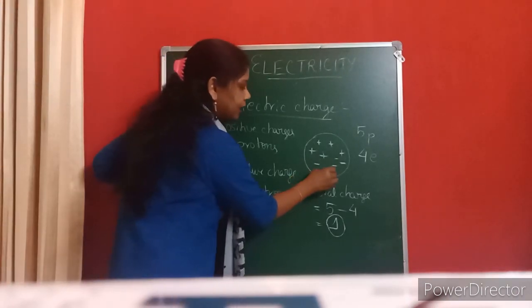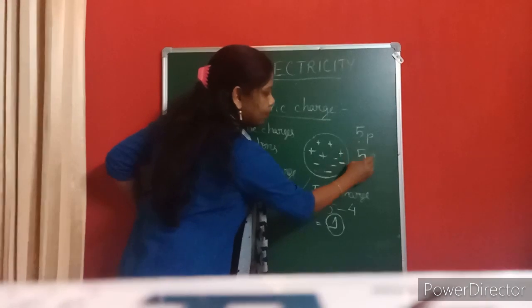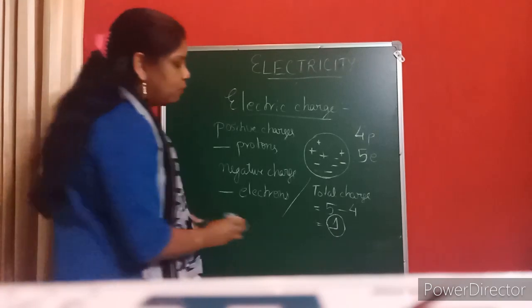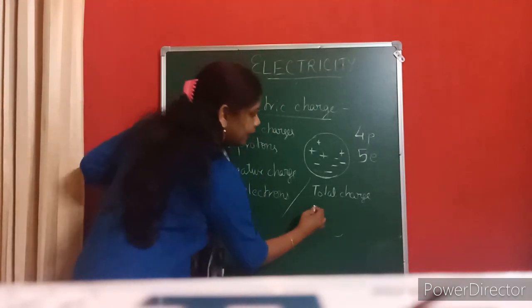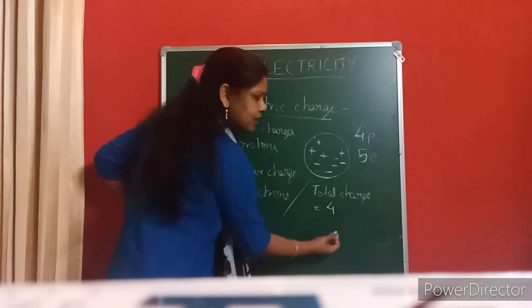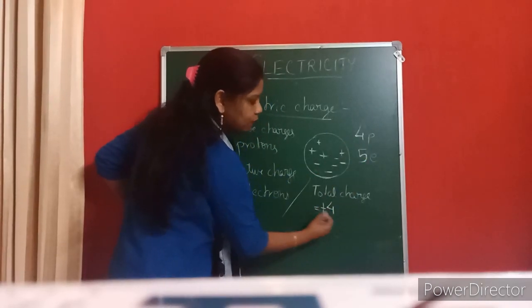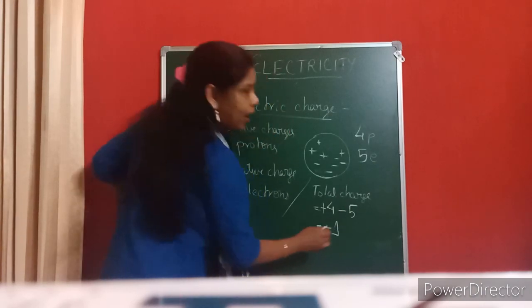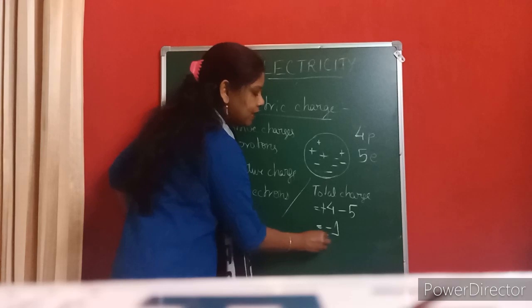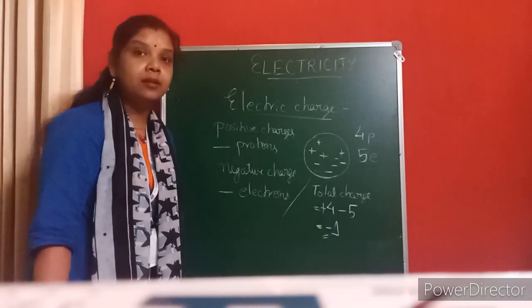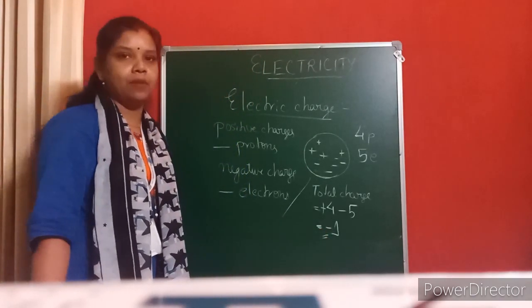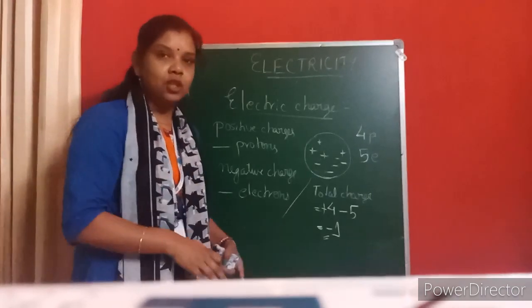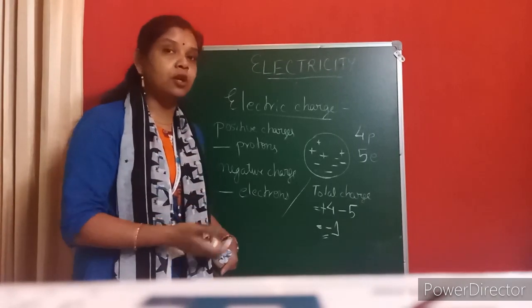Now say that the negative charge is 5 only. But what I have done, positive charge I have removed and made it 4. Then what will be the total charge now in this case? Proton is positive, so I am writing plus 4. Then electron is negative, minus 5. So it will become what? Minus 1. It came with what? Negative sign or not? So that means it is a negatively charged body. So positively charged body means the body has an excess number of protons. Negatively charged body means it has an excess number of electrons.